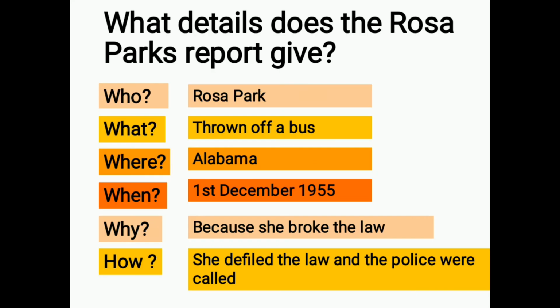Let's look at what details the lead of the Rosa Parks report gives. Who is the journalist referring to? Rosa Parks. What happened? She was thrown off a bus. Where? Alabama. When? 1st December 1955. Why? Because she broke the law. How did she break the law? She defied the law and the police were called.